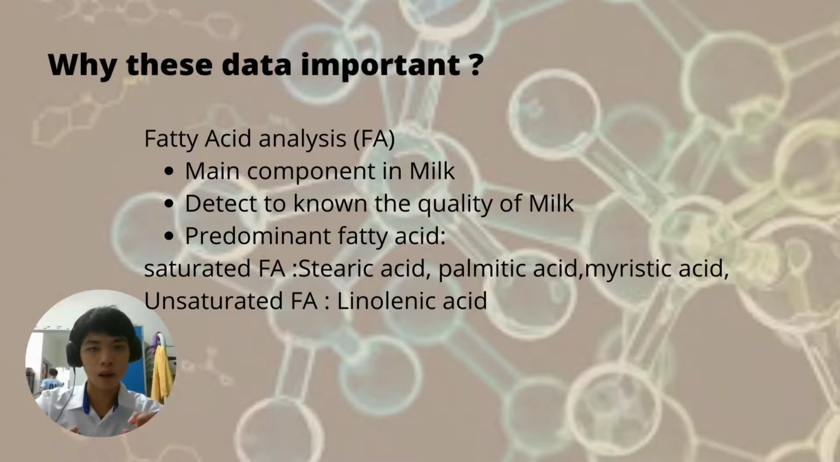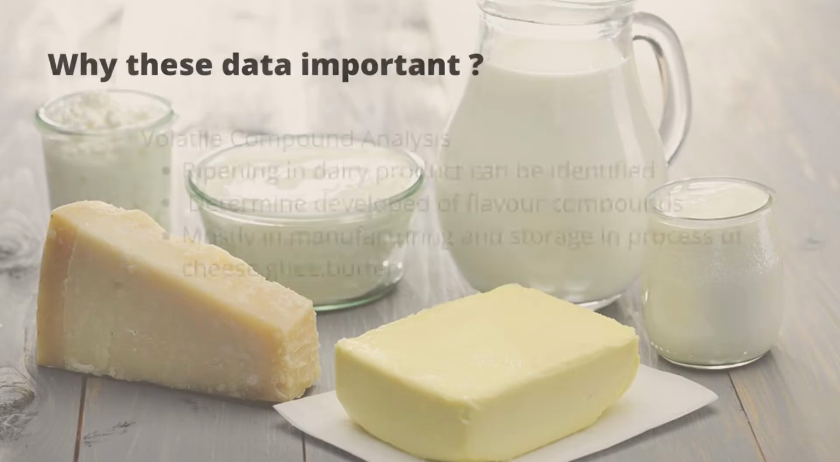So there are a few predominant fatty acids, such as the saturated fatty acids. We have stearic acid, C16 palmitic acid, C18, myristic acid, C14, or we can also have the unsaturated fatty acid, C18 linolenic acid, which has an unsaturated double bond. So it is the main component in the milk to know whether the milk is better to drink or is used to make butter because it is high in solid fat.